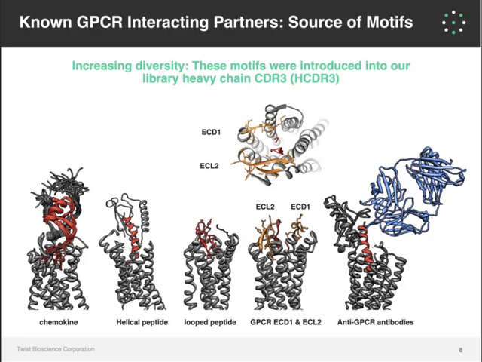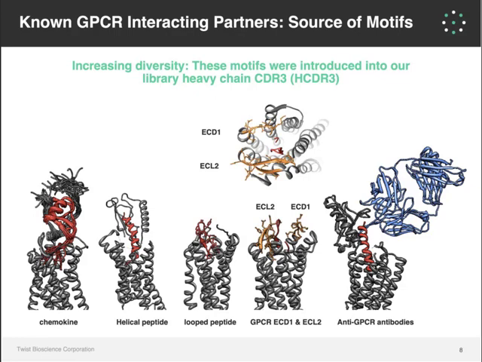We also took some information from GPCRs that are known to interact with themselves. It is known that the N-terminal domains in many GPCRs actually interact with their second extracellular loop. And so we took some motif content from the N-terminal domains of many GPCRs. And then finally, there are a fair number of anti-GPCR antibodies out there, and we've taken some heavy chain CDR3 motif content from those and also incorporated that into our library.